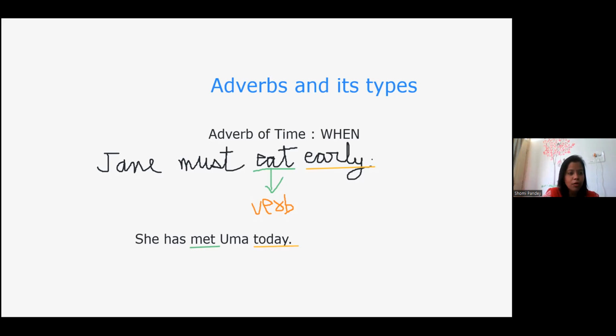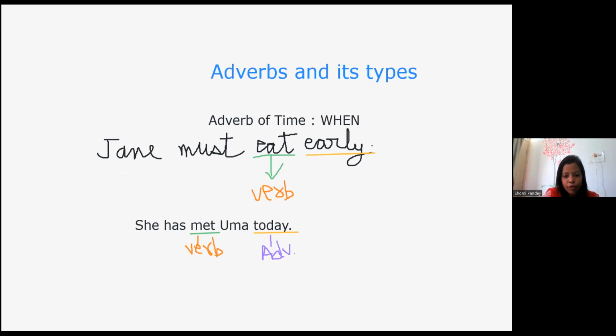Let me write it so that it is easier for all of you to understand. So this is the verb, and this is the adverb. I know it is taking time because I don't have the stylus, so next time, let me see, I can go for it.